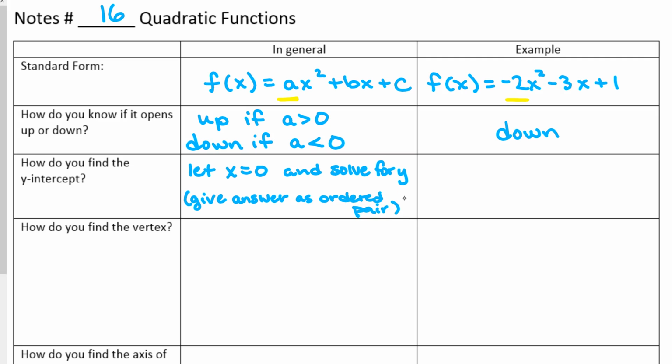Okay, so in our example, if x equals 0, we have negative 2 times 0 squared minus 3 times 0 plus 1. We just get 1. So the y-intercept is the point (0, 1). Now in general, every time you put 0 in for x, the only thing you're going to have left is c. So you could say that in general, the y-intercept is the point (0, c). How do you find the vertex?